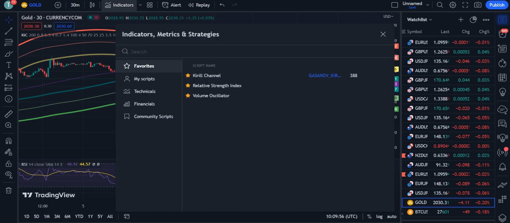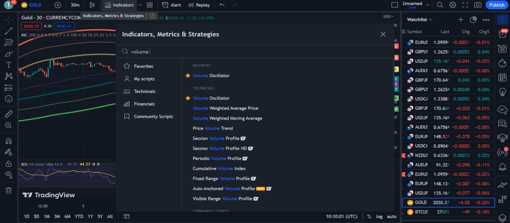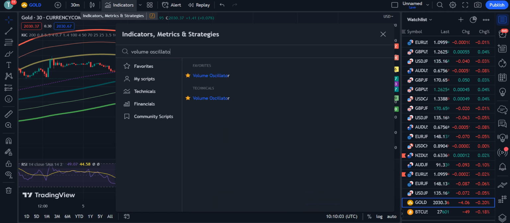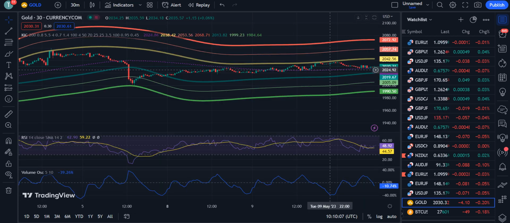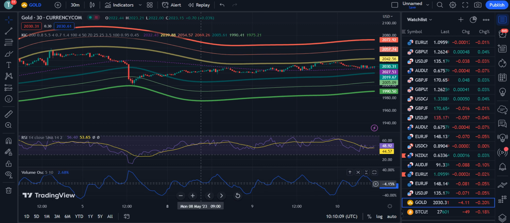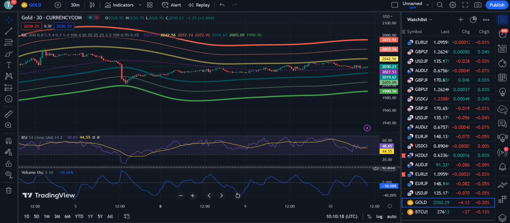Here I am going to add the last and final indicator, and that is the volume oscillator, which shows you what the volume of the market is, buyers or sellers into the market. Here you can see it with the blue color line. This is showing you the volume of the market buyers or the sellers, or the buying or selling here.